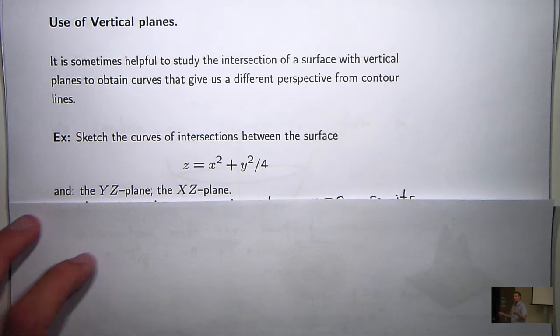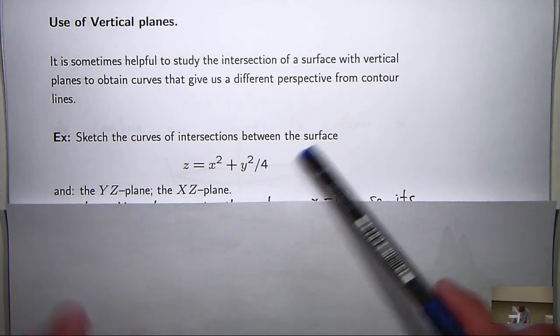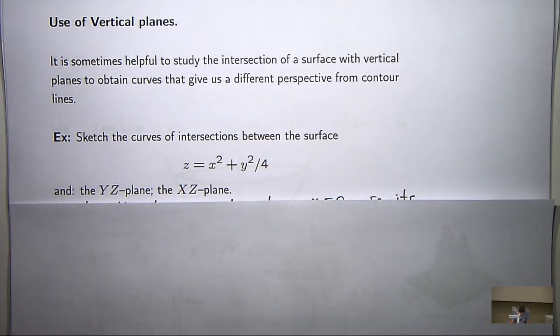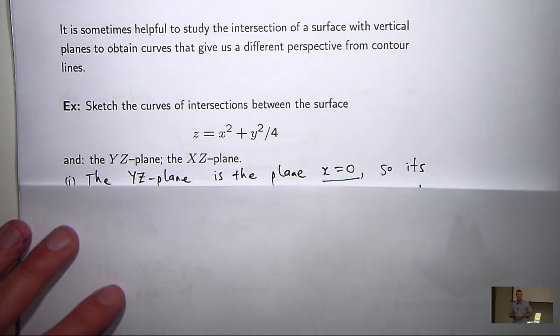All right, so we can use contour curves and level curves, but we can also use vertical planes. Okay, so what we're going to do is look at how the surface intersects with various planes. So here we're asked to sketch the curves of intersection between the surface that we had before and the YZ plane and the XZ plane. Again, this is going to give us geometric insight into how to sketch the surface. Okay, so it's very easy. We just realise that the YZ plane is just the plane x equals 0. So you go up here and you plug in x equals 0 and you look at what kind of curve you get. Okay, you can't get much easier than that.